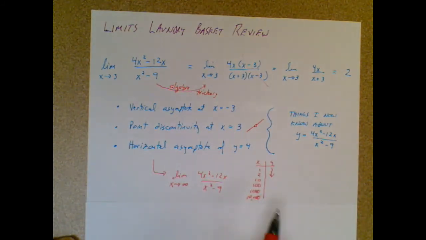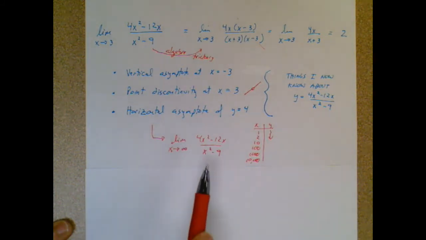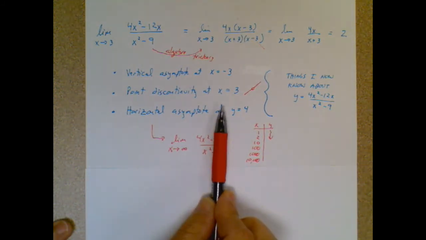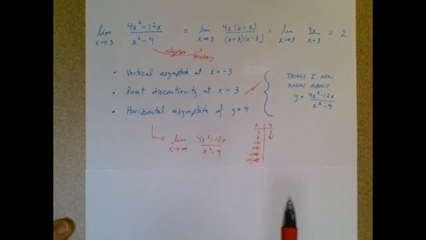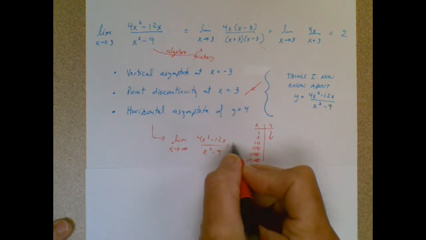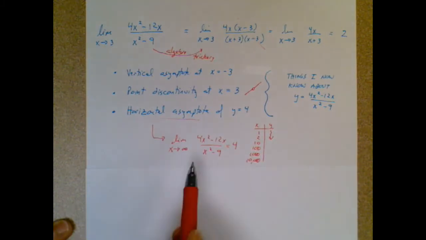Well, when you do something like this, what you need to remember is you only want to focus on the 2 most powerful terms. Here's the most powerful term in the numerator. Here's the most powerful term in the denominator. So you don't care about those other ones. Now, as I approach infinity and I just compare these two, they're always going to be in a ratio of 4. So I know that limit value is 4. Thus, that's also how I find horizontal asymptotes.